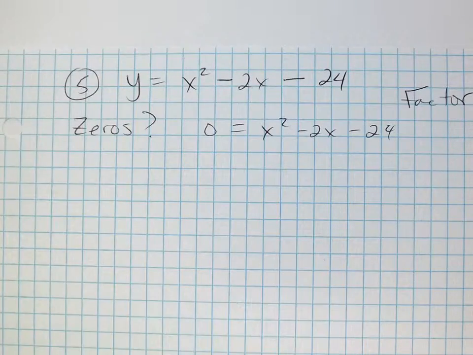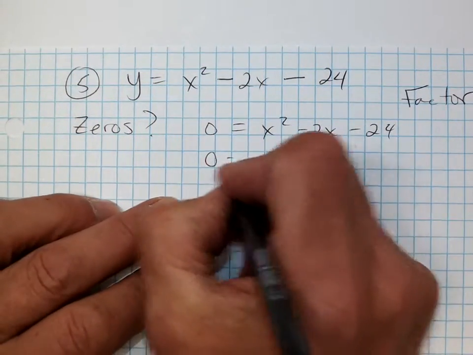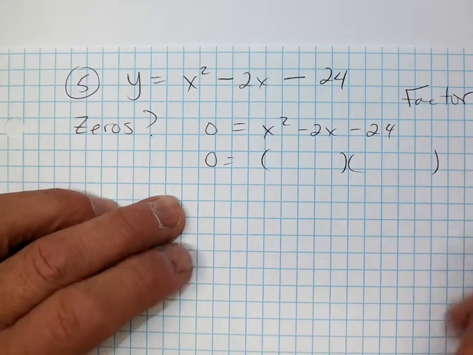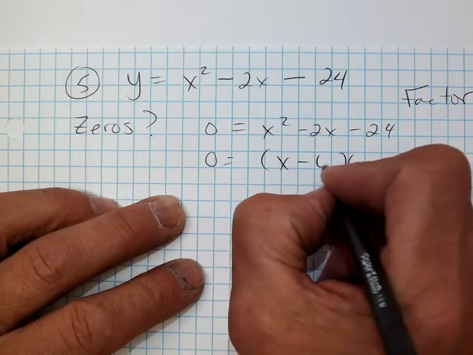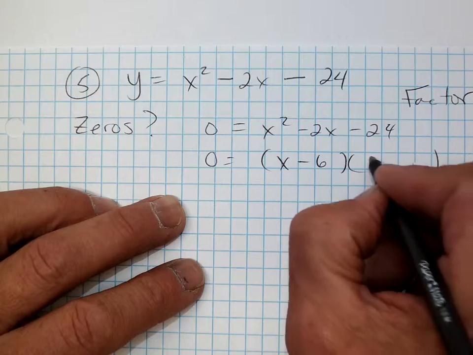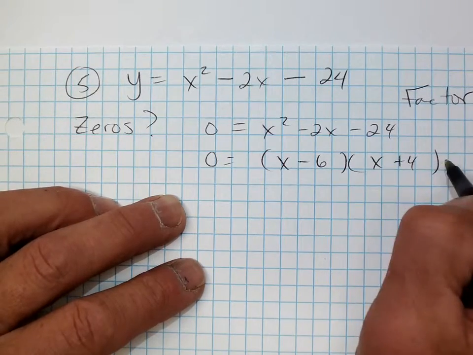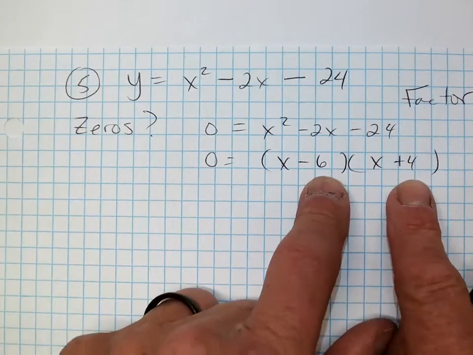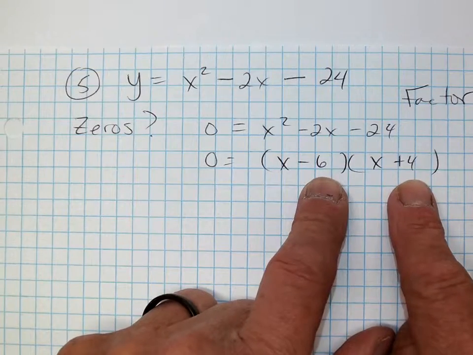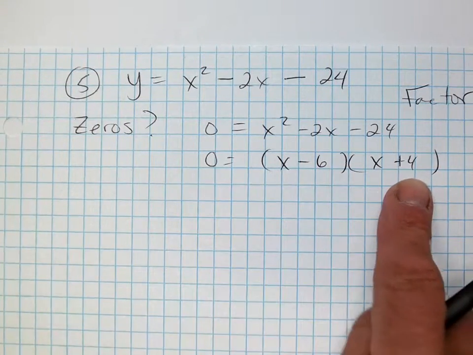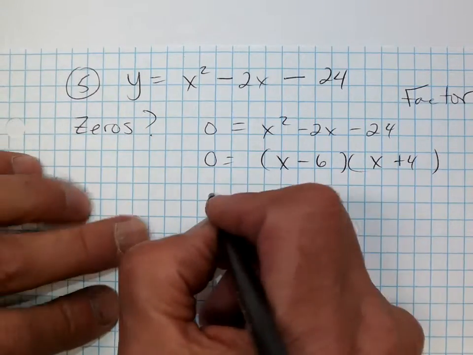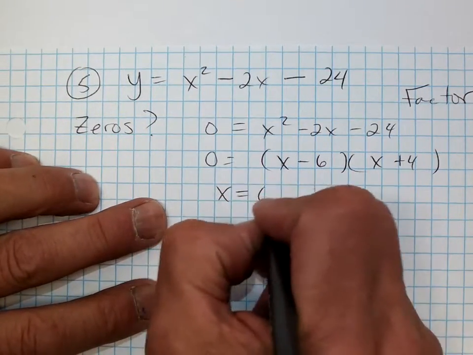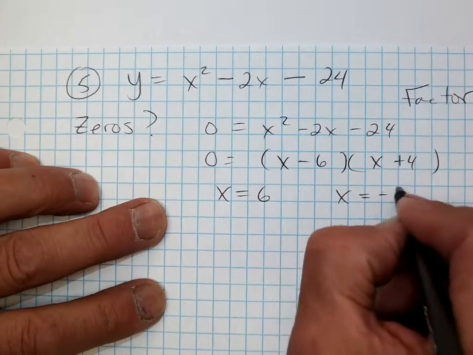Okay, nice job, Parker. So set it equal to zero, and let's factor, okay? All right, factor, parentheses, right? How about a negative 6 and a positive 4? Because that will multiply to make negative 24, but add to make negative 2. But those aren't the answers. Those aren't the zeros, because we have our little mini equations, right? So my zeros are really going to be at x equals 6 and x equals negative 4, okay?